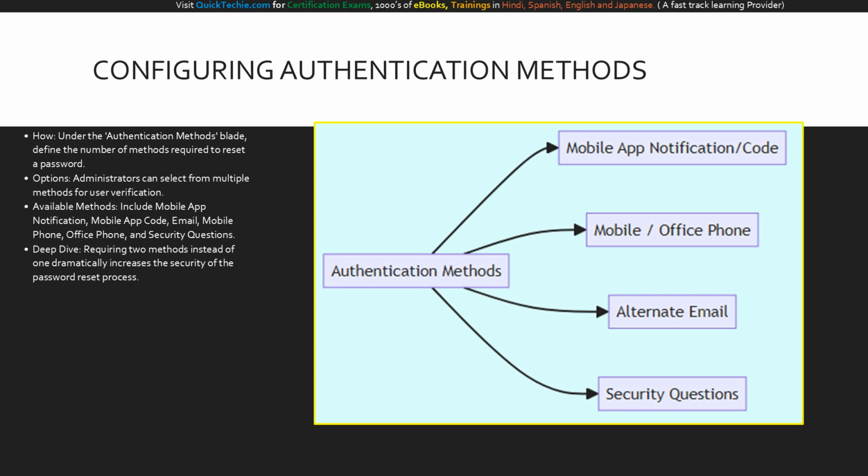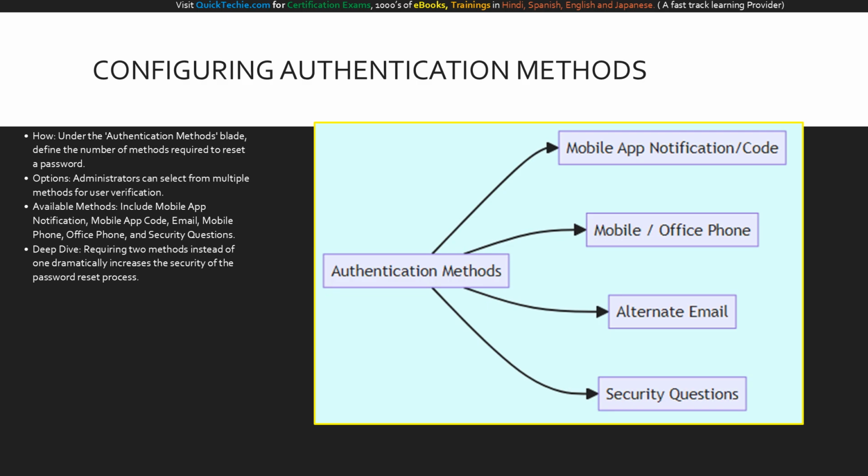Once SSPR is enabled and scoped, the next critical step is defining how users will prove who they are. In the Authentication Methods blade, you must first define the number of authentication methods a user is required to provide to reset their password. You might require just one, but requiring two adds a significant layer of security. Next, you select which specific methods are available for your users to choose from.